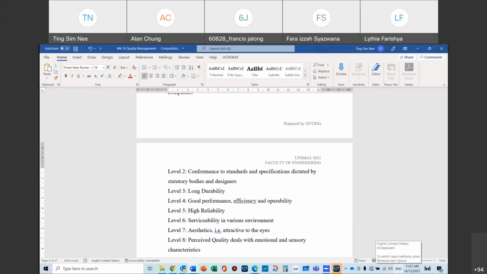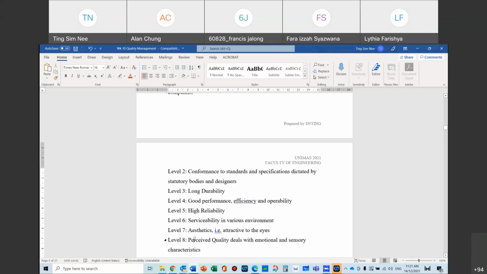Levels 7 and 8 are something that you must be very careful with, because a lot of us, if we do last minute inspection, would actually have a tendency to go for aesthetics, how good it looks. And this one here is very simple. Beauty is in the eye of the beholder.